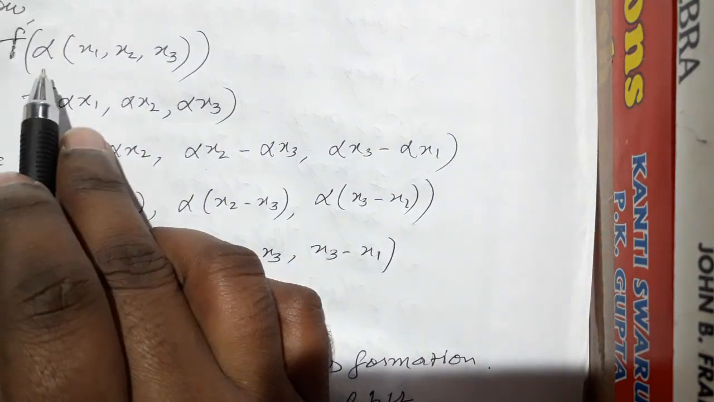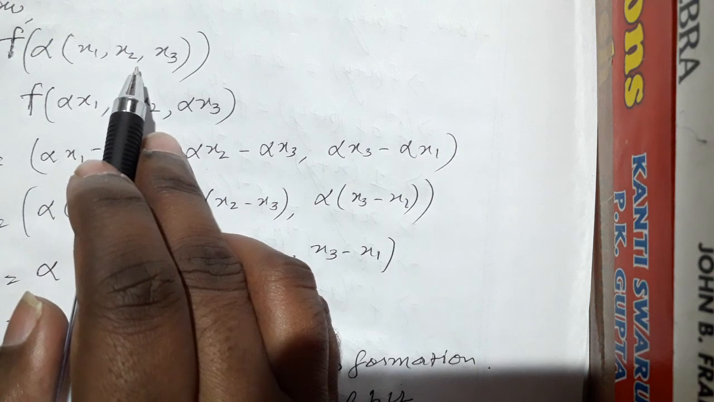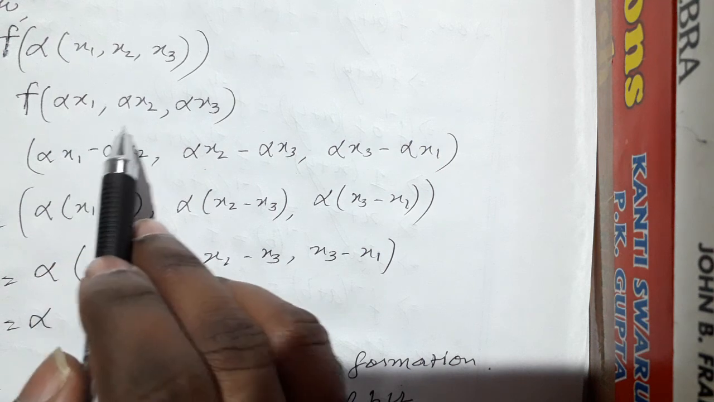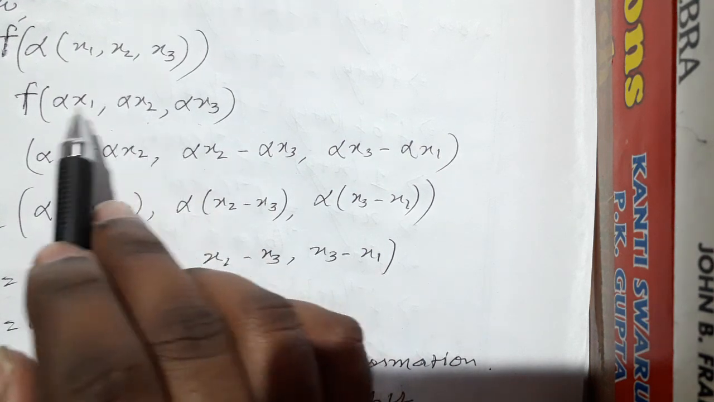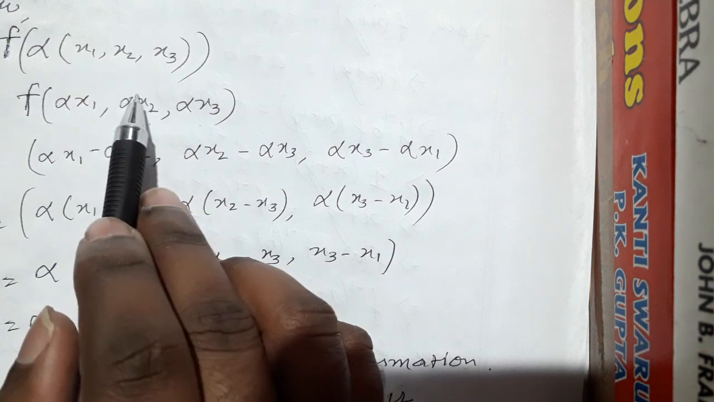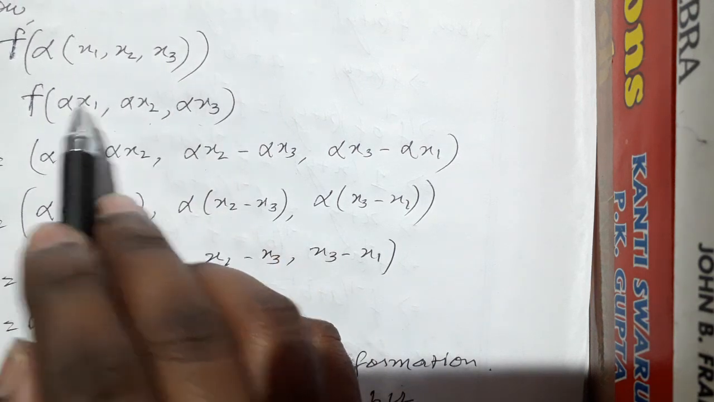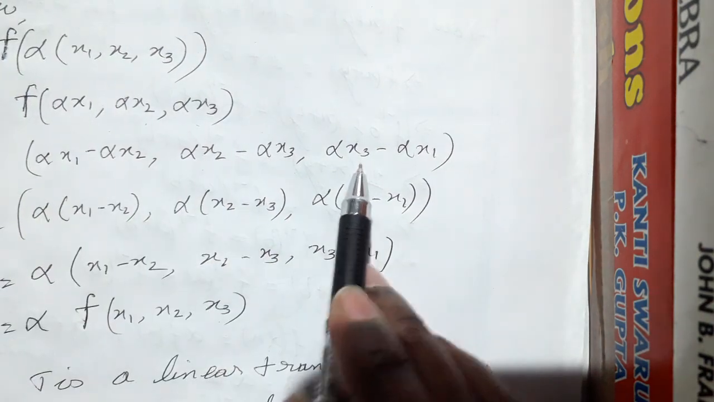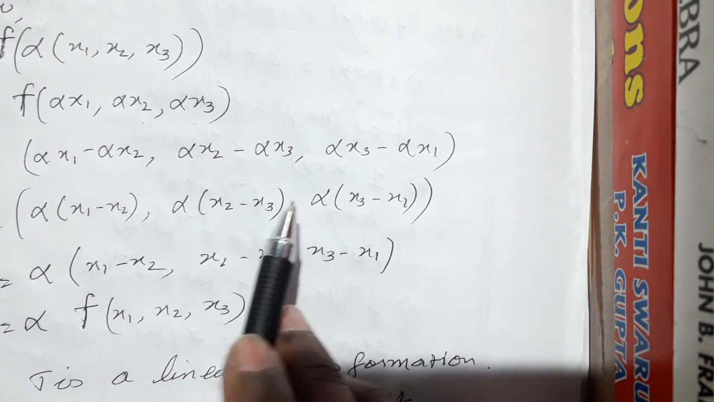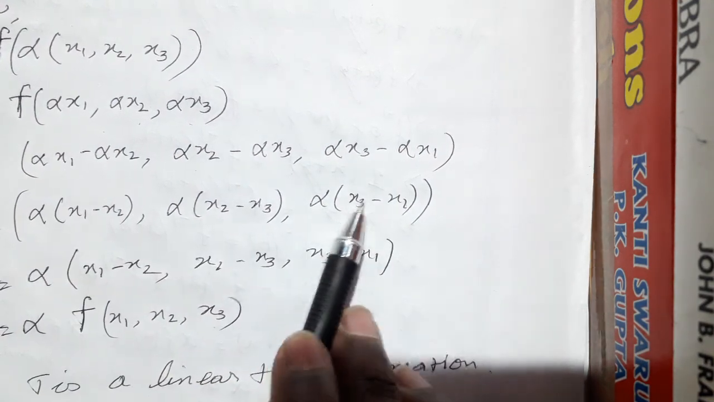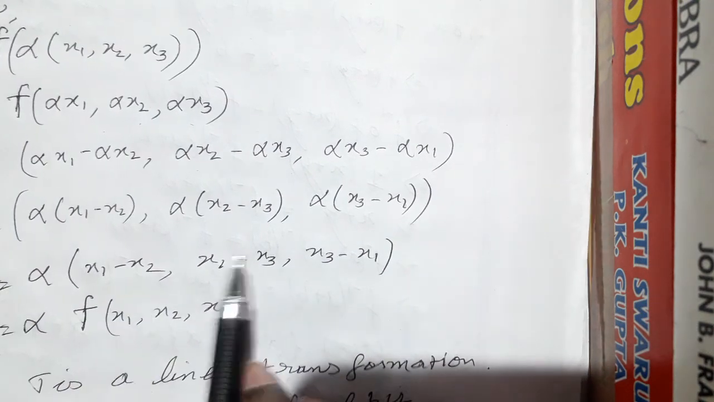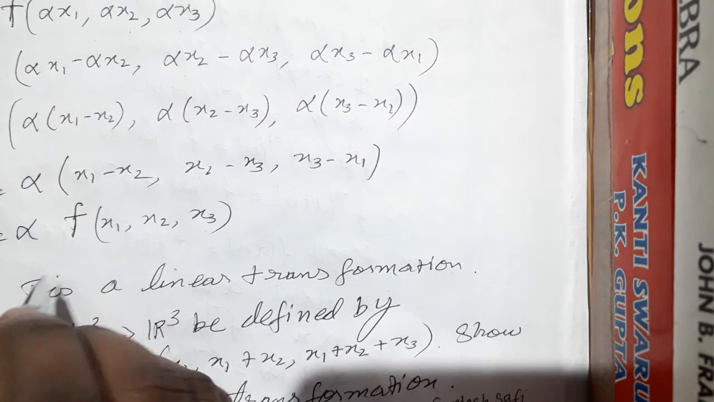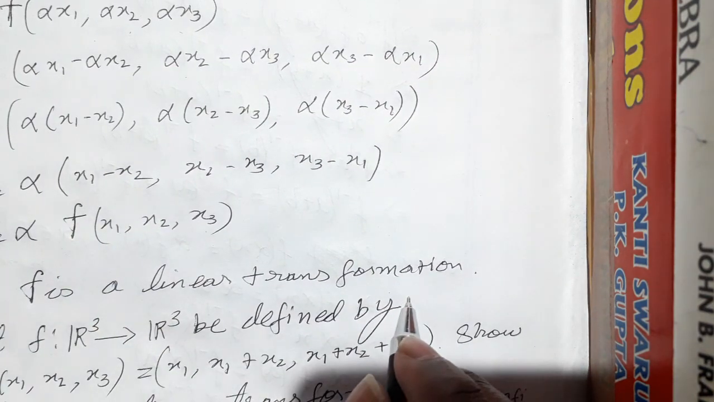So here we have f of (alpha x1, x2, x3). You multiply this alpha inside, so we get (alpha x1, alpha x2, alpha x3). Now you think of this as x1, this as x2, this as x3. So we have this minus this, comma, this minus this, comma, this minus this. You take alpha common from each, and then we can take alpha out throughout. So this is nothing but alpha f of (x1, x2, x3). So f is a linear transformation.